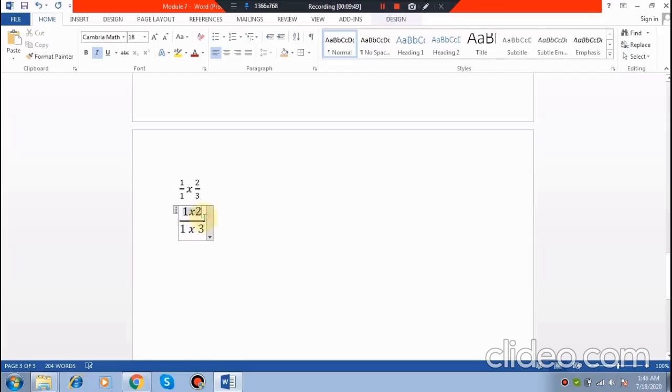Is equal to, the answer will be, I'm just going to copy that. Our answer: 1 times 2 equals 2, divided by 3. There you go, 2/3. That's your final answer. I'm highlighting it for you in bold.